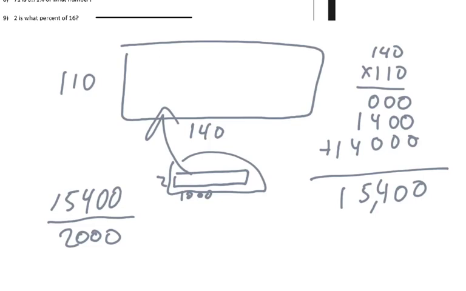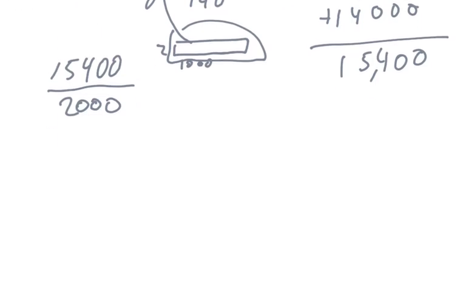So let's solve this. The first thing we always want to do is we can slice out zeros. So we're really just doing how many 20s go into 154. Now look, let's just use some common sense. We know 14 divided by 2 is 7. So we know this is 7 point something.